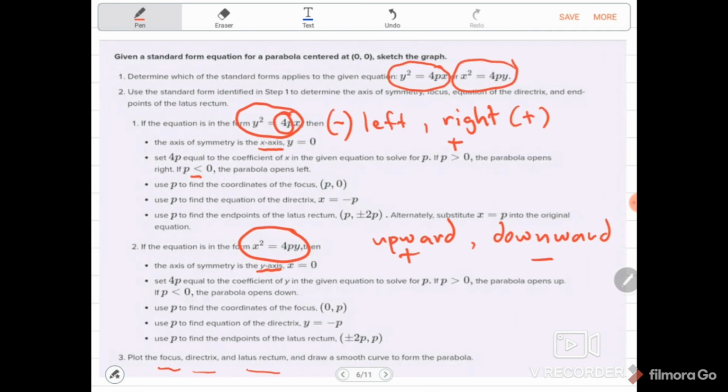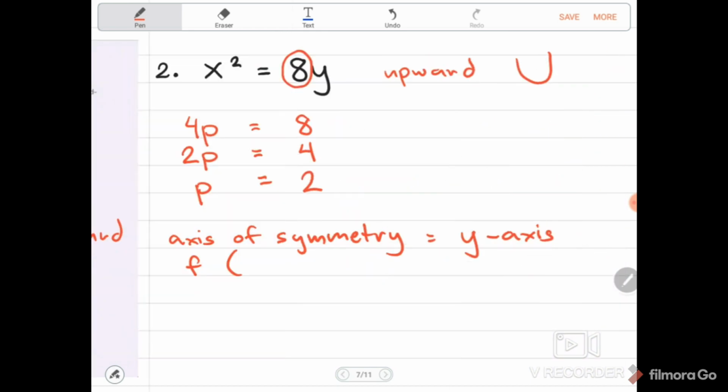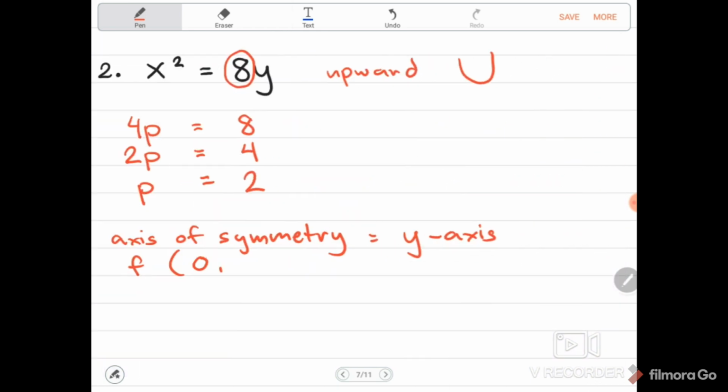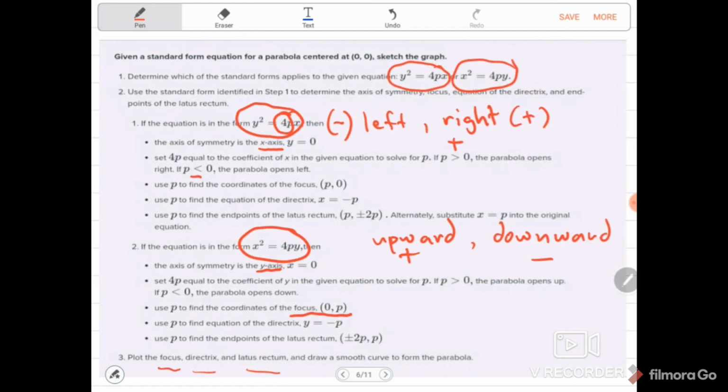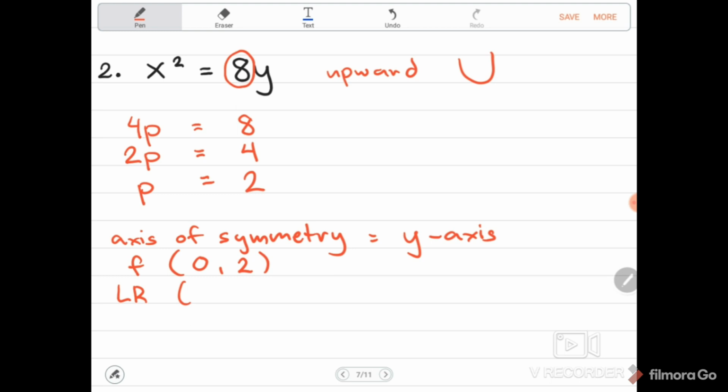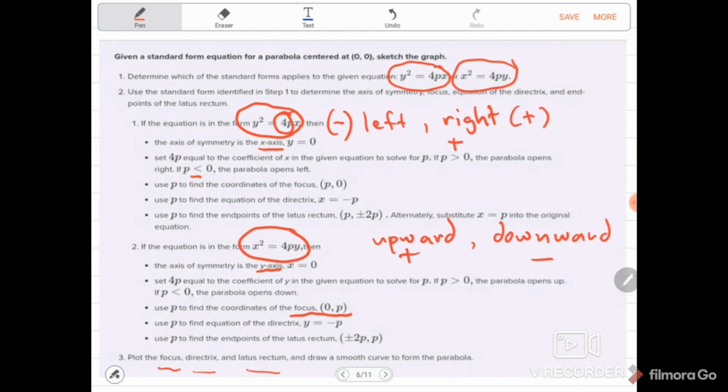Tapos yung focus natin, ang focus daw is what? Ang focus is 0 and p. Ito, focus daw is 0 and p. So, 0 and 2. Then, end of Latus rectum natin. Dalawa yan. Ano yung end of Latus rectum natin? 2p, positive, negative 2p, then p. Positive muna tayo. Positive 2p, that is 4. Then, p and 2. The other one is negative 2p, that is negative 4, then 2. Okay?